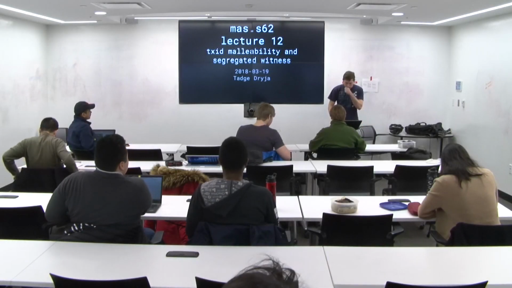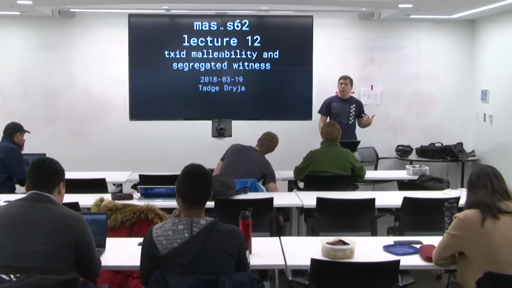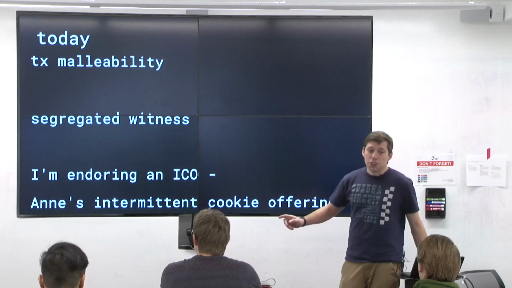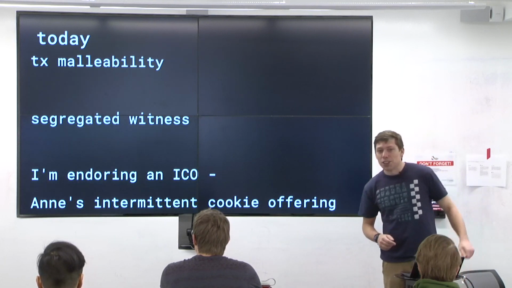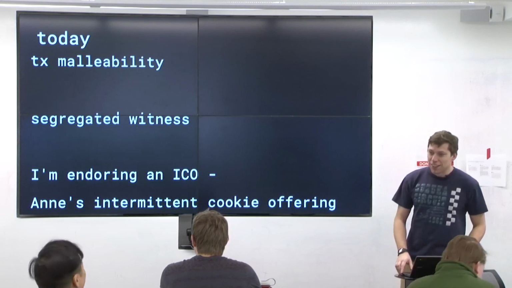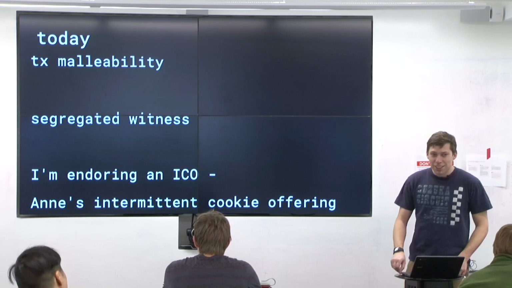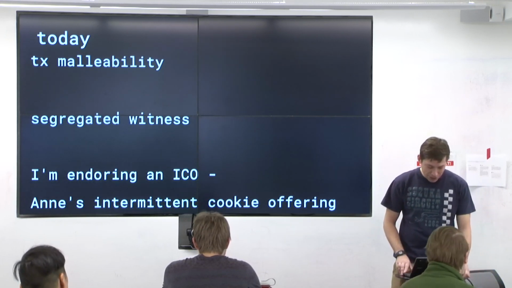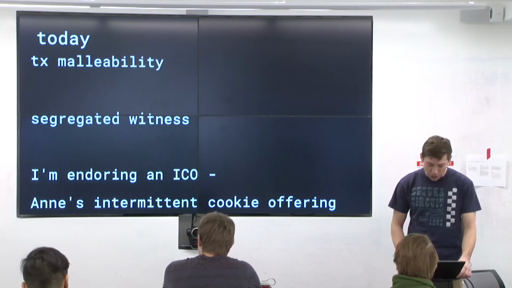So we'll start today. Sorry, I have a bit of a sore throat, hoarse voice. I was talking a lot this weekend. Okay, also, today we're going to do transaction malleability, segregated witness, and I'm endorsing an ICO for the first time ever, publicly, and it's Anne's intermittent cookie offering. So if you guys want cookies, thanks, Anne. It's an airdrop, in that you just get them. But you could also donate to St. Jude's Children's Hospital. Yeah. So yes, it's cool. I'll also just be giving that. Yeah. So my first ICO, I'm endorsing.